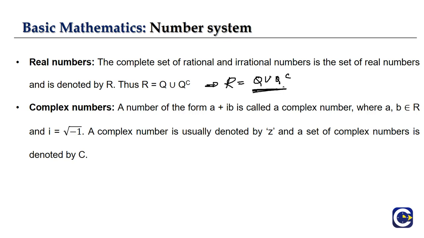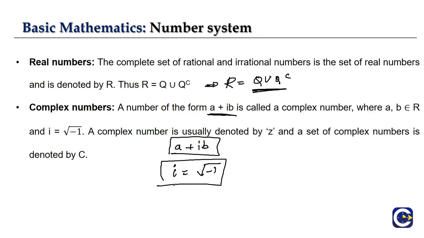Then another classification we have is complex numbers. A number which can be written in the form a plus ib is called a complex number. In another way, the numbers which are not real are also called complex numbers. These complex numbers are usually denoted by z. Here a plus ib is the basic format of a complex number, where i is root over minus 1, and a and b belong to real numbers. This is the total overall classification of the numbers in our number system.